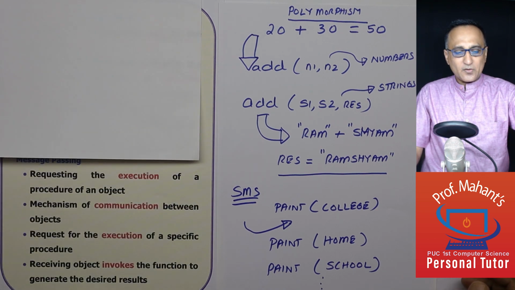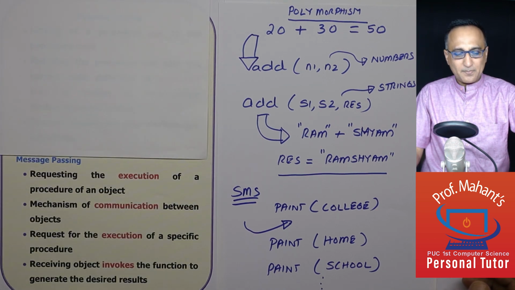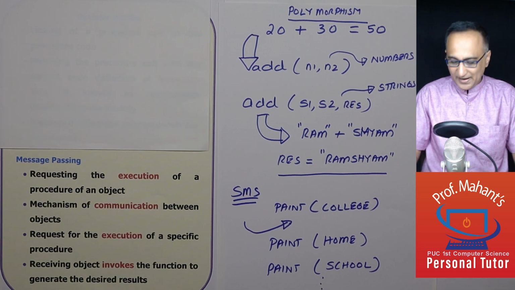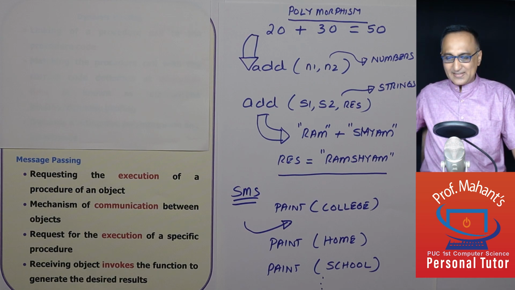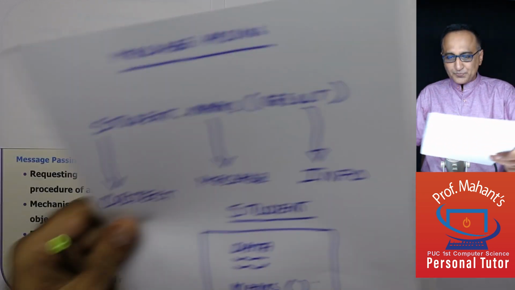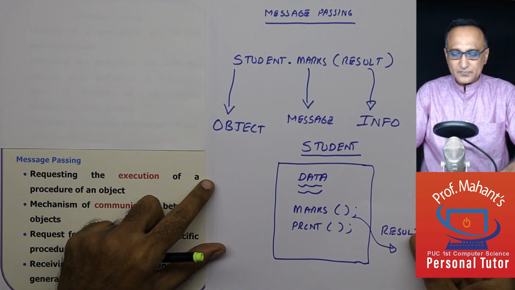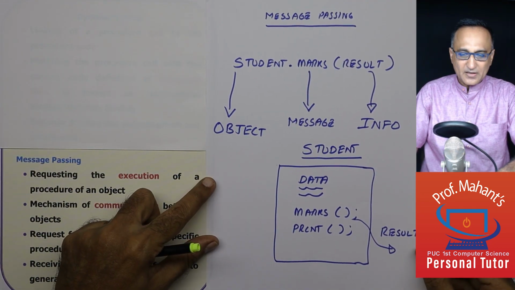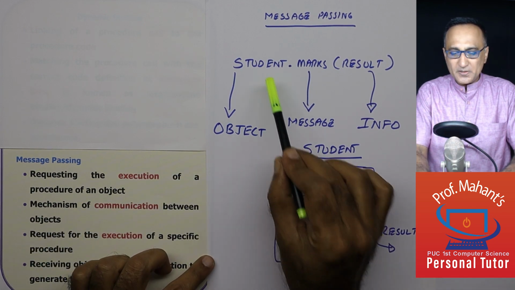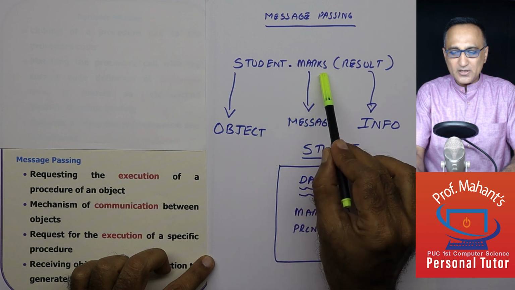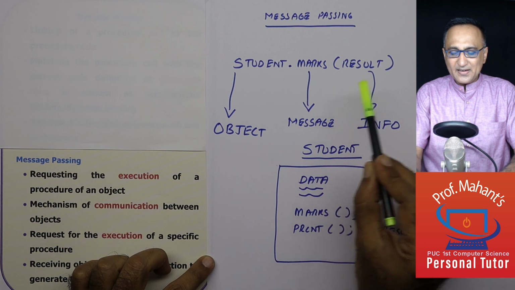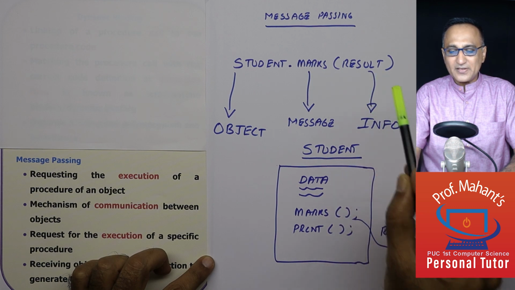Now let's take a look at what message passing is. Message passing is related to data encapsulation or data hiding. It's easiest to understand through an example. Take a look here. I have a program which has an object by the name student. It has a method or function called marks, and it gives me the result of that particular student.